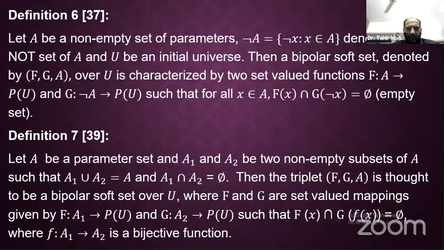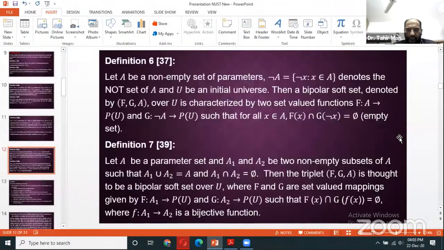Next, we have the definition of bipolar valued fuzzy soft set by Karaaslan and Karatas. It states that let A be a parameter set and A1, A2 be subsets of A, such that A1 union A2 is equal to A and A1 intersection A2 is equal to phi, then the triplet (F, G, A) is said to be a bipolar soft set over U, where F and G are set valued mappings given by F from A1 to the power set of U and G from A2 to the power set of U, such that F of x intersection G of x is equal to empty.